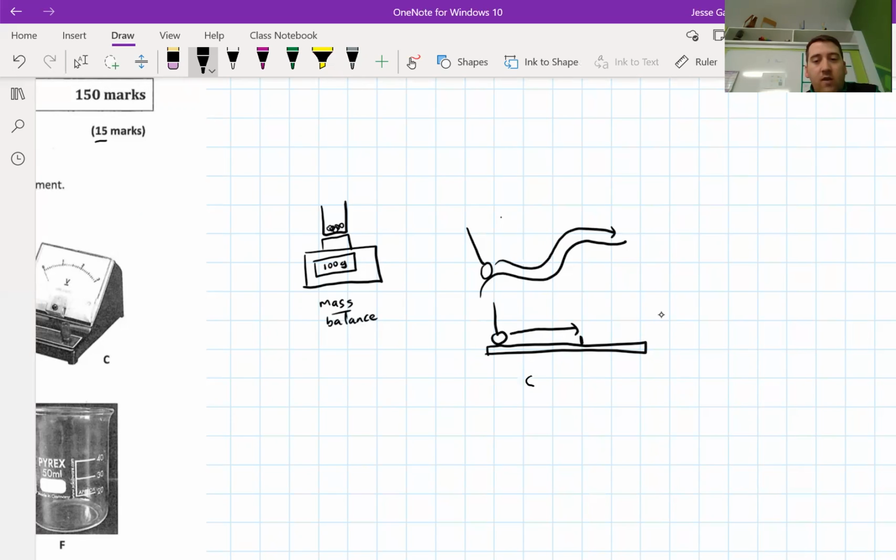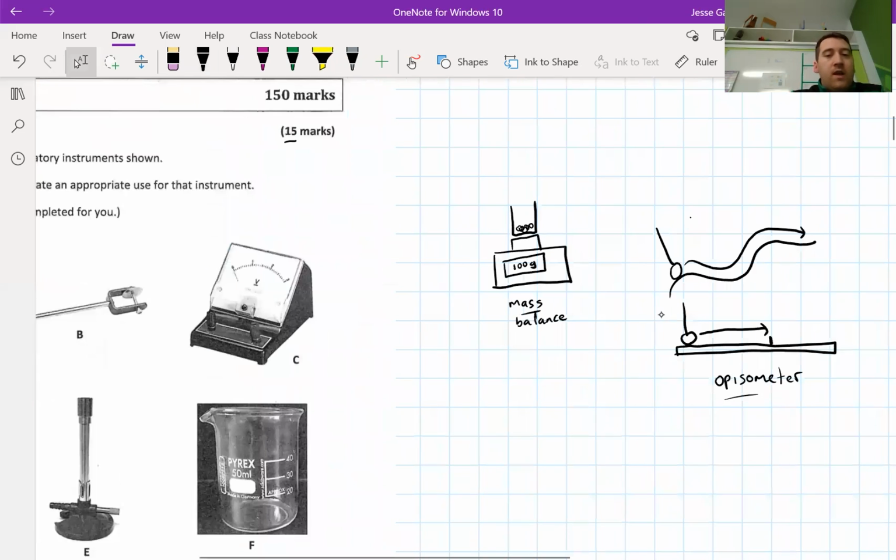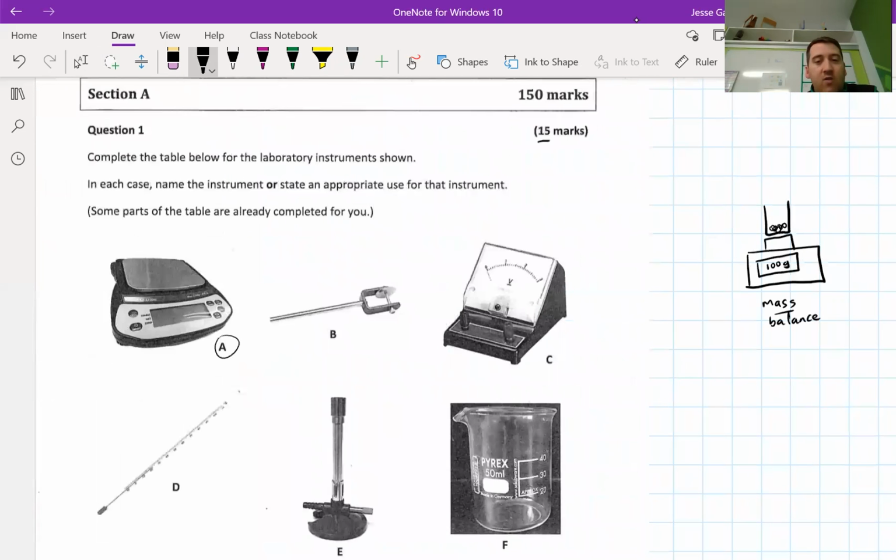This here is called an opisometer, and its job is measuring the length of short curved lines. We could measure a straight line with it too, but that seems a bit silly because a ruler is easier to do that. But you can't really measure the length of a curved line with a ruler, so we use an opisometer.